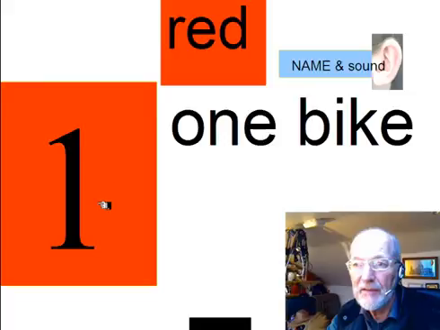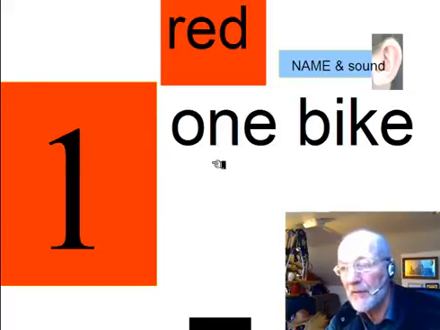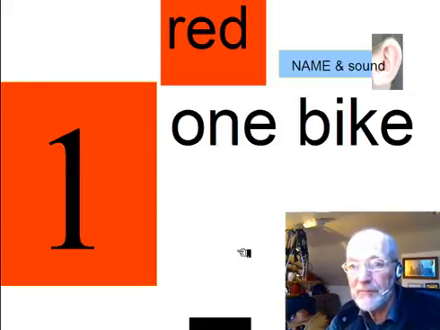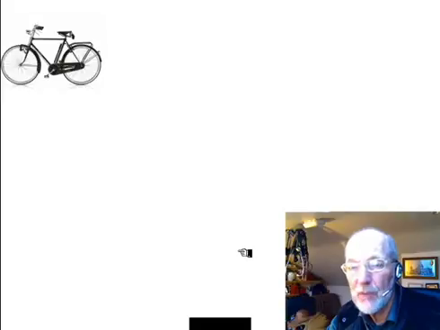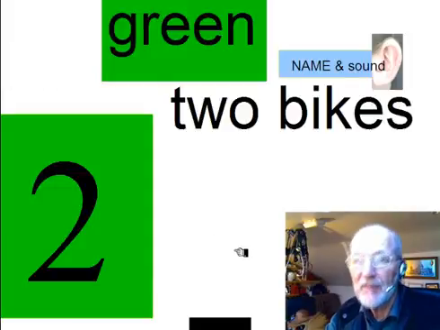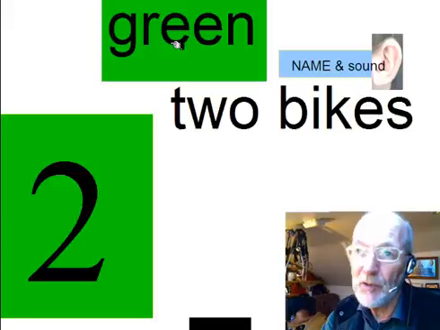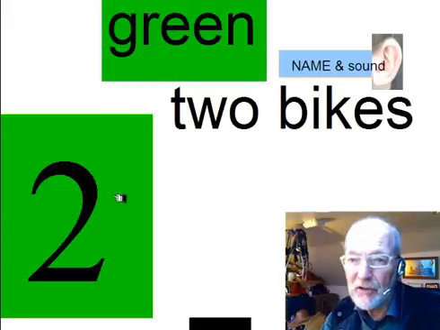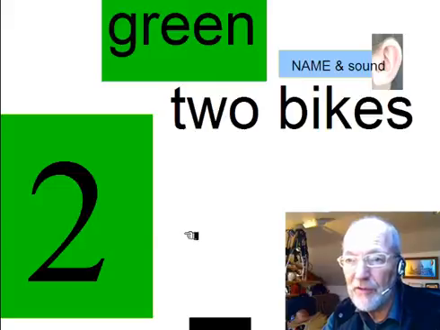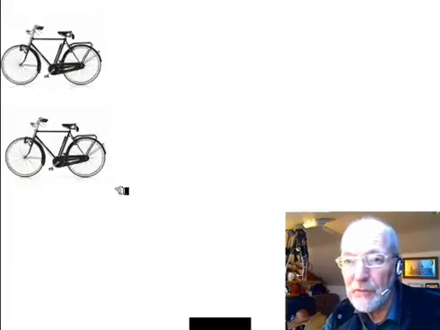This colour is red. This number is 1. 1 bike. This colour is green. This word is green. 2 bikes. This number is 2. 1, 2.